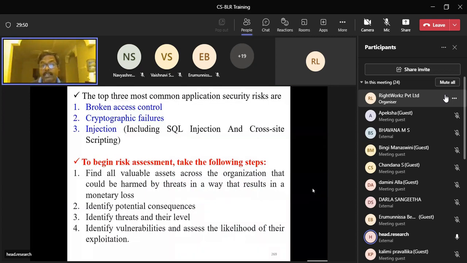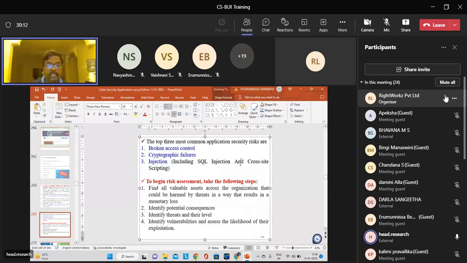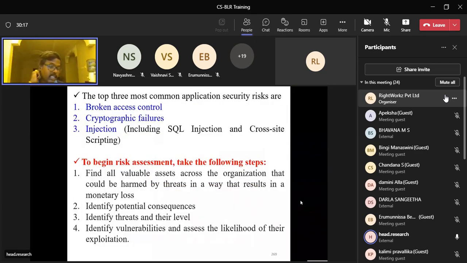to break my broken access control as well as cryptographic failures, and they are asking continuous questions with the help of SQL injection, like structured query language queries, continuously asking questions until you give the permission. So these are the top 3 most common application security risks that are happening in application security.